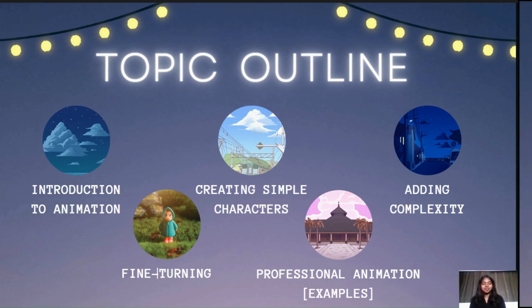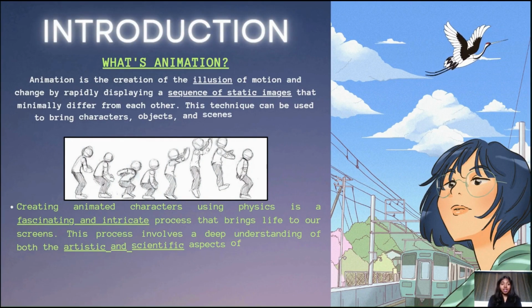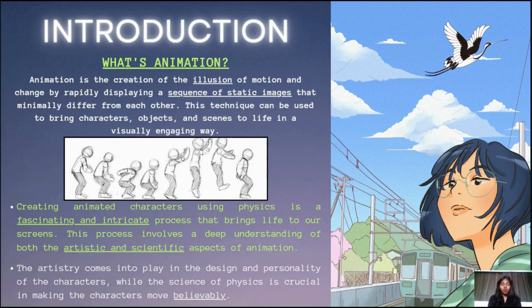So let's get started. What is animation? Animation is the creation of the illusion of motion and change by rapidly displaying a sequence of static images that minimally differ from each other. This technique can be used to bring characters, objects, and scenes to life in a visually engaging way. Animation can be found in various forms, including 2D hand drawn, 3D computer generated, stop motion, and more. It is widely used in industries like film, television, online gaming, and online digital media.